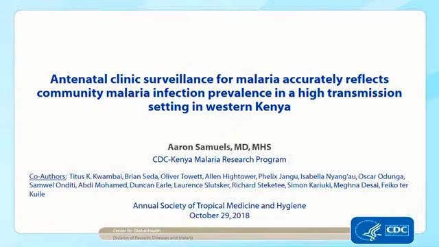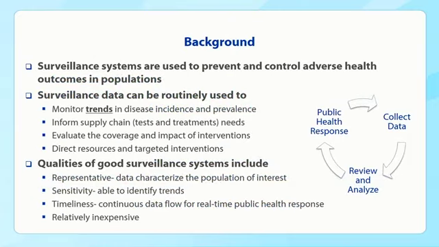I'm going to talk to you today about the potential of using pregnant women attending first ANC visits as sentinel populations for malaria surveillance. So surveillance systems are used to prevent and control adverse health outcomes in populations, and the data can be routinely used to monitor trends in disease incidence and prevalence, to inform supply chain needs, to evaluate the coverage and impact of interventions, and to direct resources and targeted interventions to reduce morbidity and mortality.